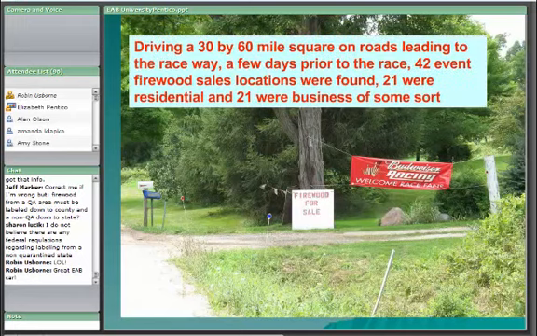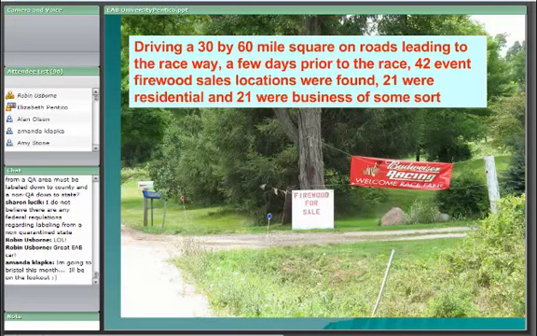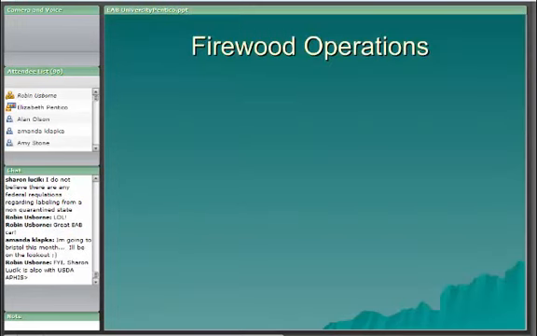Some of my staff did a 30 by 60 mile square area on the roads that led into the race, and on a few days prior to the race they found what we call 42 event firewood sales. That would be like this mom and pop operation at the end of the driveway, and 21 were residential and 21 were business. So there's a lot of firewood that if you aren't looking, you may not be aware how much is out there being sold.